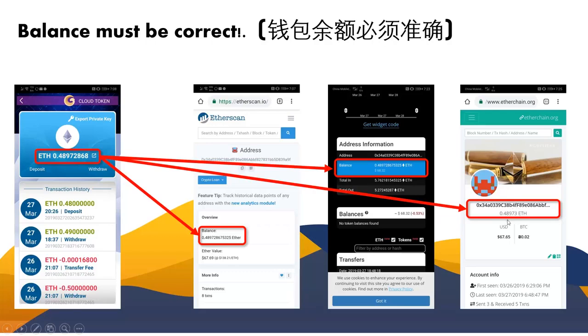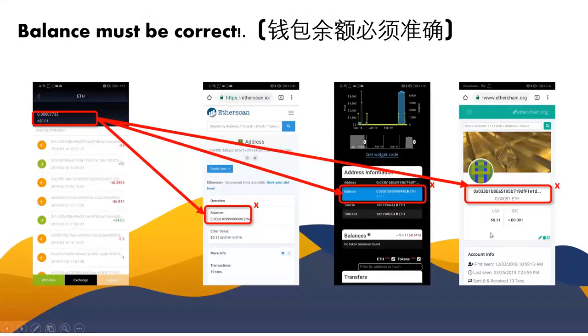It's 4,897.3 because it's 8 here, so they rounded up to 3. Now you look at others. We know that this address's balance is actually on the chain itself. But for some other centralized wallets, the balance is not the same, because what they show you is not on the chain but from the database.